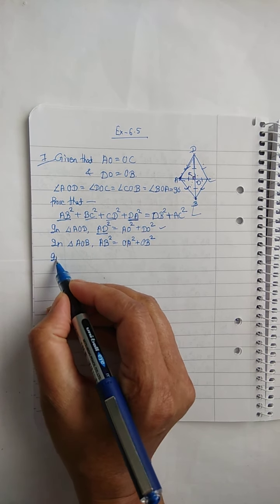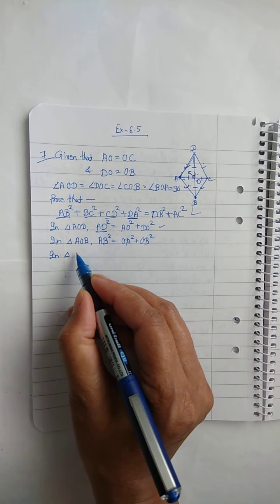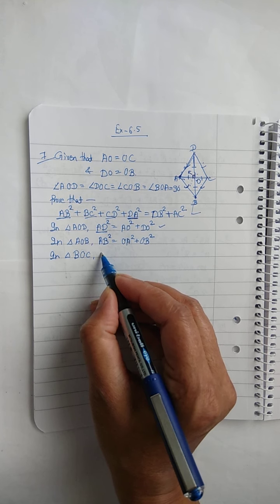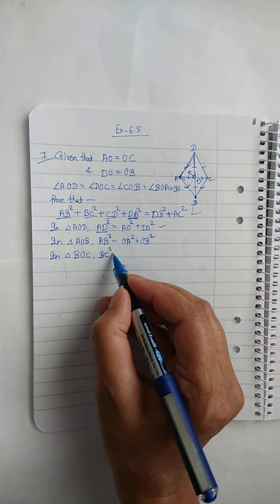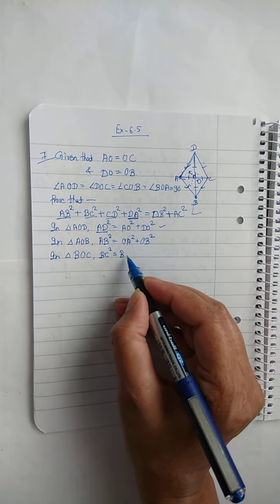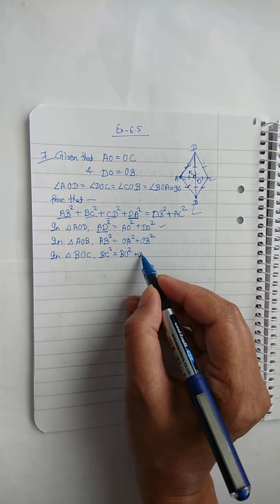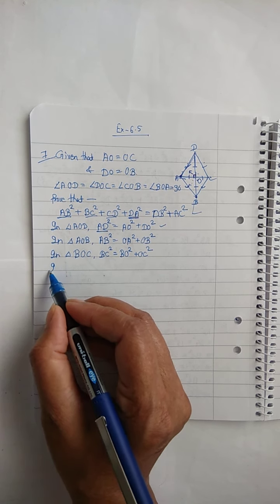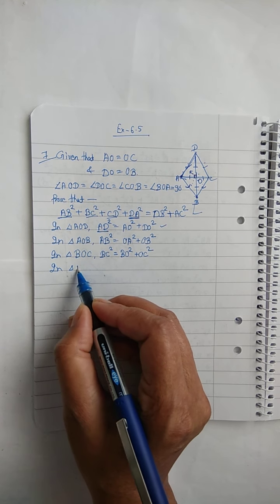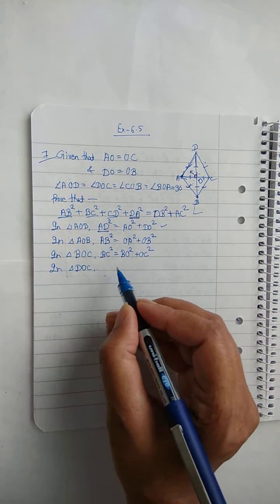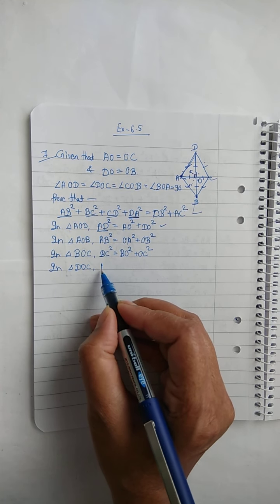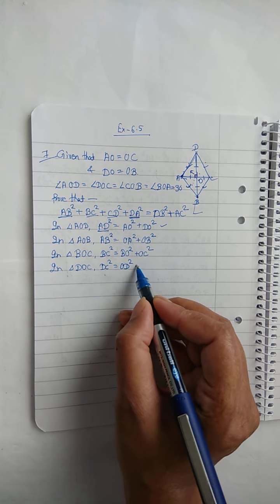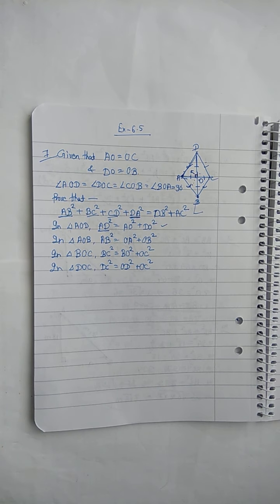Now in triangle, next, what is next? BOC. What is BOC? BC is the hypotenuse, so BC square equals BO square plus OC square, right? Now in triangle DOC, the last one, the fourth one. What is the hypotenuse? DC square equals OD square plus OC square, correct?